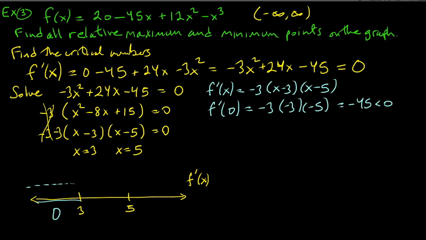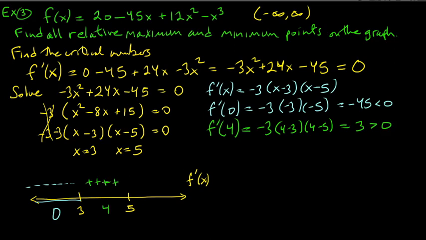And pick your favorite number between 3 and 5. Well, there's 4. I mean, you can pick 3.8, 4.7. You can pick pi, right? You can plug in 3.14159. But let's keep it simple. Let's just plug in 4. So -3 times 4 minus 3 times 4 minus 5. So that's just going to be +3, so that's going to be positive.